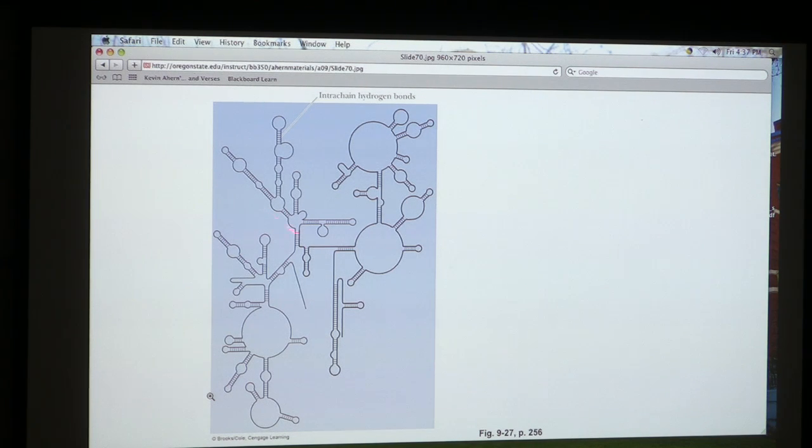And if we look at that structure in a bacterial cell and we compare it to a structure in a human cell, it's not very different. Not very different.